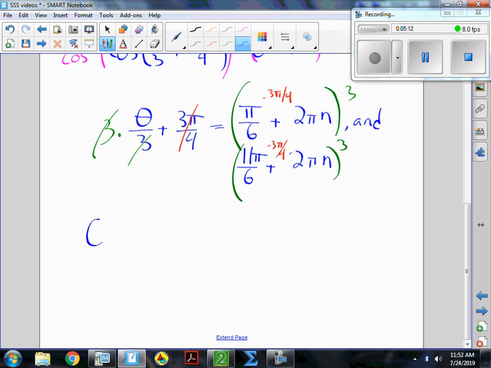So theta equals pi over 6 minus 3 pi over 4. If we put those both into 12, it's 2 pi over 12 minus 9 pi over 12. So minus 7 pi over 12 plus 2 pi n times 3, which is negative 21 pi over 12 plus 6 pi n.